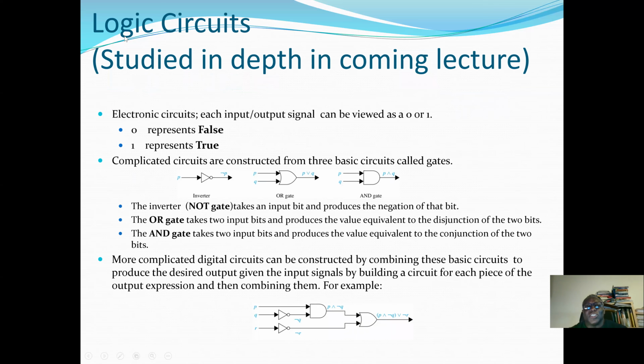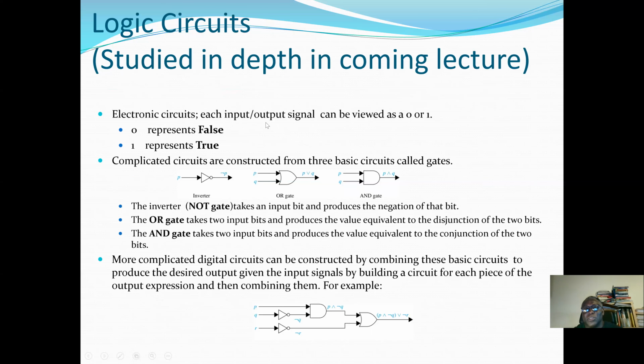And the next application is logic circuit. Logic circuit, we are going to study this in depth in the coming lectures. It's a chapter by itself. So in logic circuit, we're going to start with what is a Boolean algebra, how do we design combinational circuits with the logic gates. We talk about different logic gates. And also this is an application of propositional logic. So here we have electronic circuits.